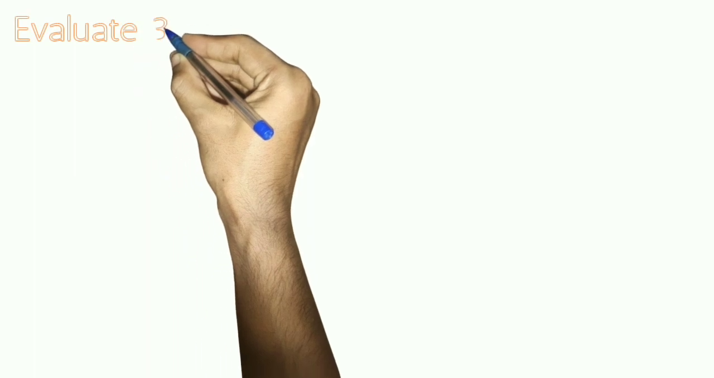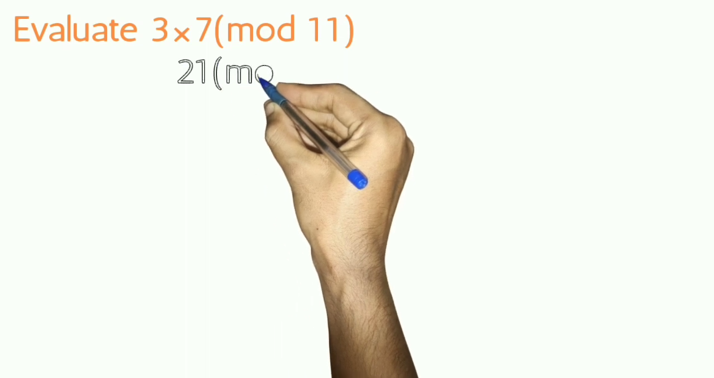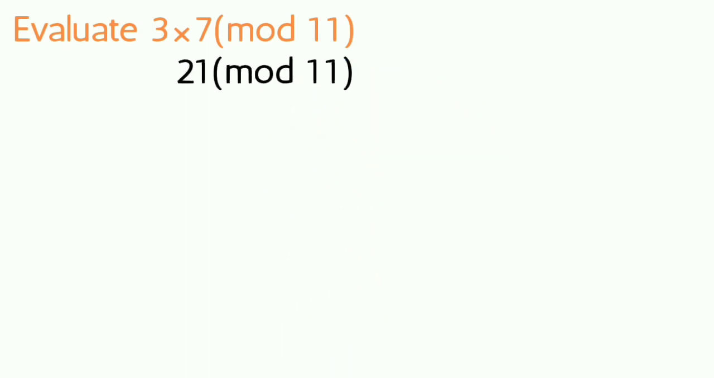Evaluate 3 times 7 mod 11. To solve this, get the product of 3 and 7 first. 3 times 7 is equal to 21, so that will become 21 mod 11. After multiplying 3 by 7, ang susunod yung gagawin ay maghahanap kayo ng smallest positive integer na kung i-deduct natin or i-minus natin sa 21, ang result ay magiging divisible by 11.